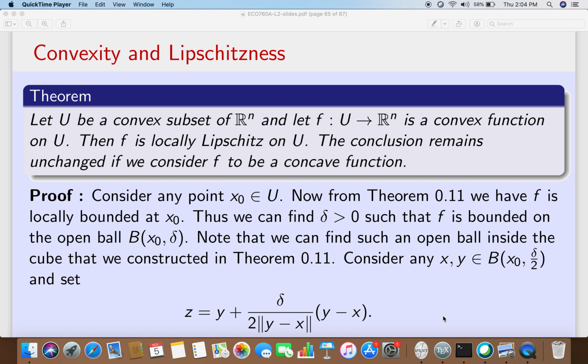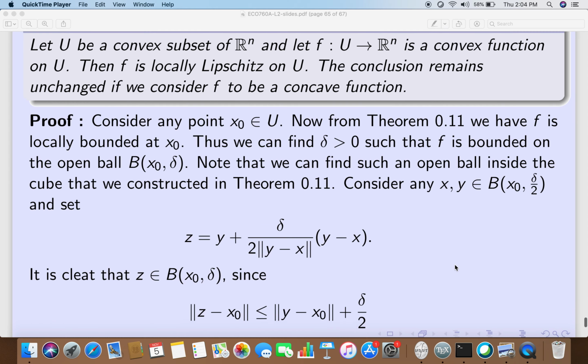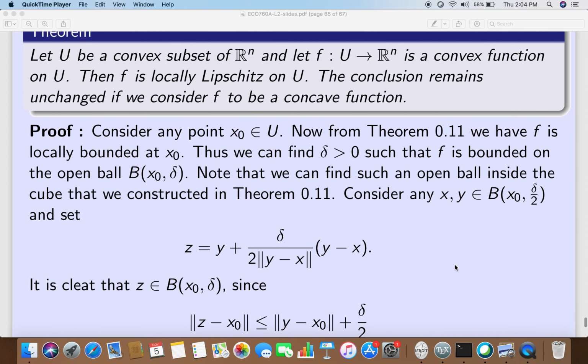Now, in that open ball of radius delta, consider a smaller concentric ball of radius delta by 2 and choose x and y from that smaller ball. Now I'll show that for any x and y in that smaller ball, the Lipschitz condition would be satisfied with some L, and I'll have to figure out that L.